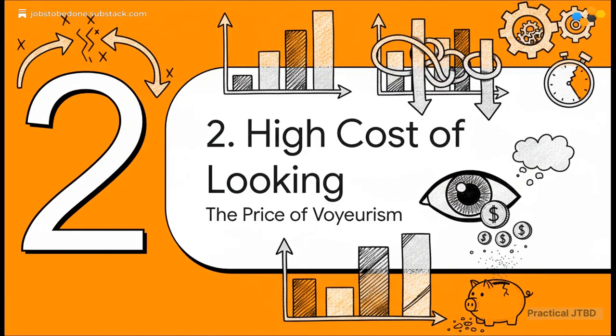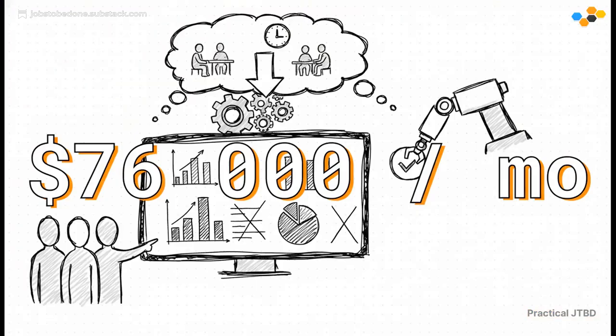So what's the bottom line here? What does all this delay and inefficiency actually cost us? Because this isn't just some philosophical debate. This culture of data voyeurism, just passively looking at the numbers, it has a real hard dollar amount attached to it. So let's put some numbers to this.